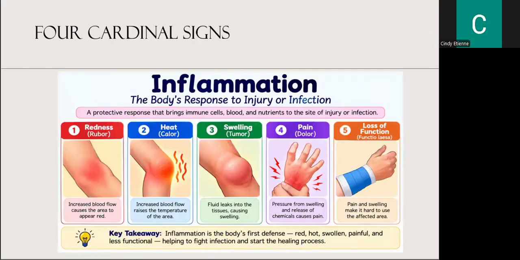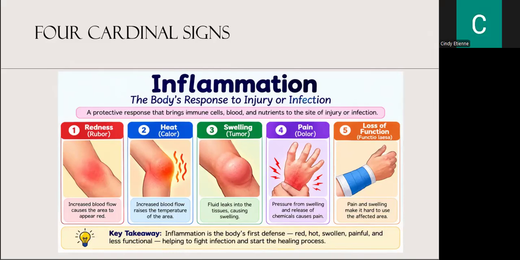So the four cardinal signs of inflammation are redness, heat, swelling, and pain, and sometimes we add loss of function. Why redness? Because there's an increase in blood flow. Why is there heat? Because there's an increase in blood flow as well. The swelling happens because fluid leaks into the tissues when we're letting the WBCs in. Pain happens because histamine and bradykinin stimulate the nerves. So when inflammation occurs, you'll often see these four cardinal signs. Some healthcare providers also say that the fifth is loss of function, but why do these signs happen?